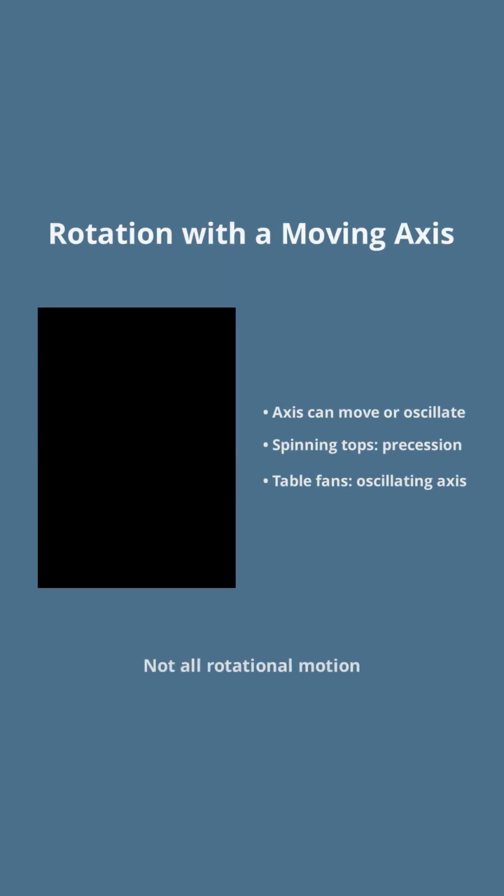Not all rotational motion happens about a fixed axis. Consider a spinning top or an oscillating table fan. In these cases, the axis itself moves, either precessing as with the top or oscillating as with the fan. While the axis always passes through a fixed point, its direction changes over time. These more complex motions are important in understanding gyroscopes, spinning satellites, and many engineering applications.